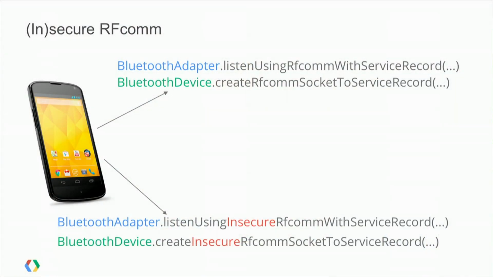If that's the case, go back to the insecure APIs at the bottom, create insecure and listen insecure, and it will create the connection much more simply. To be honest, most of the time you don't need to use the secure APIs. If you've got both devices in your hand, the chance of a man-in-the-middle attack is pretty slim. So you're going to save yourself a lot of bother inside your application if you just go with the insecure ones, because there's a lot less reasons why they would fail.